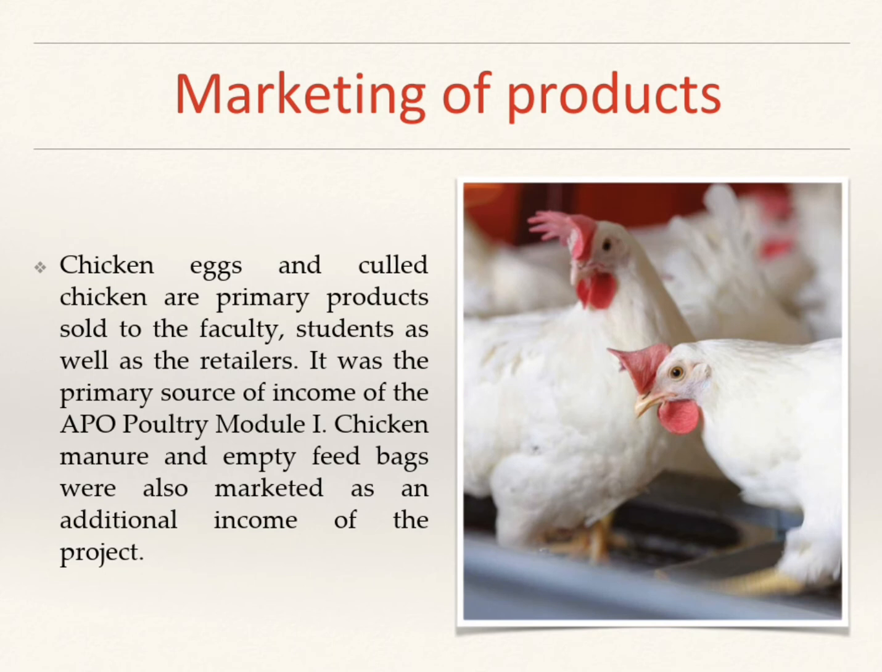Marketing of products. Chicken eggs and culled chicken are the primary products sold to the faculty, students, as well as retailers. It was the primary source of income of the APO, the Poultry Production One. Chicken manure and empty feed bags were also marketed as additional income of the project.